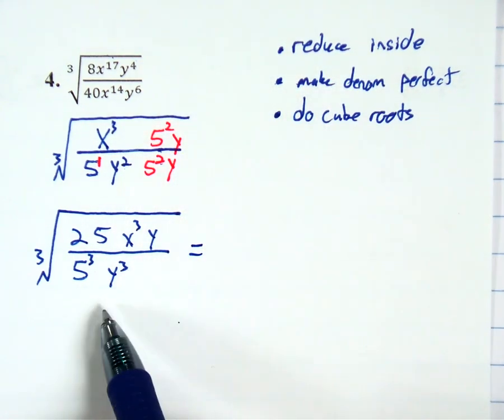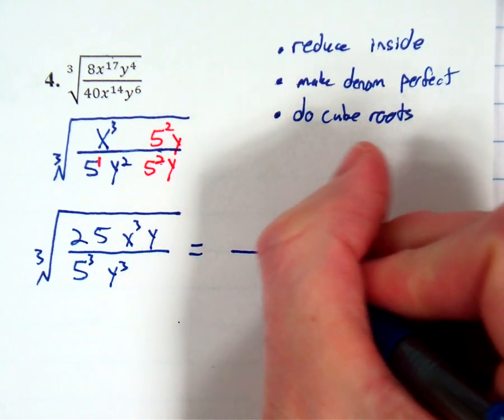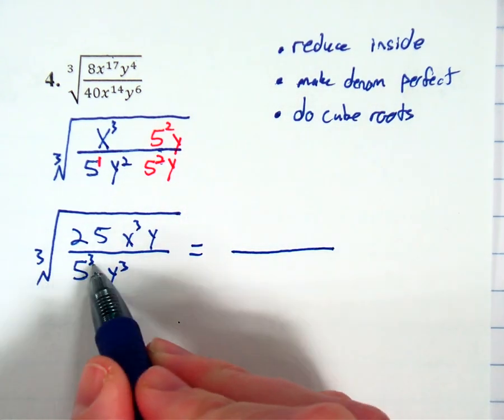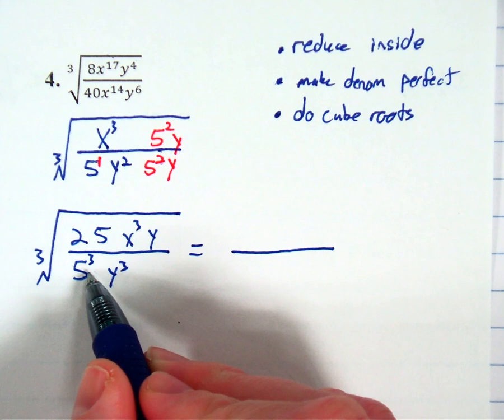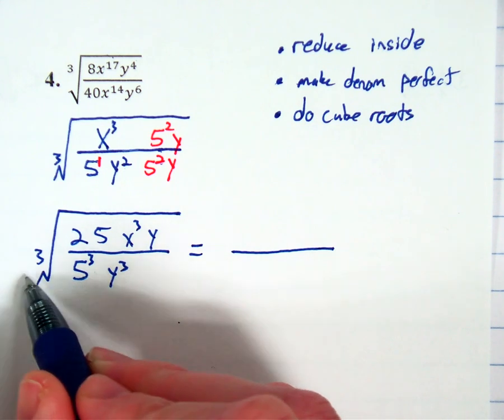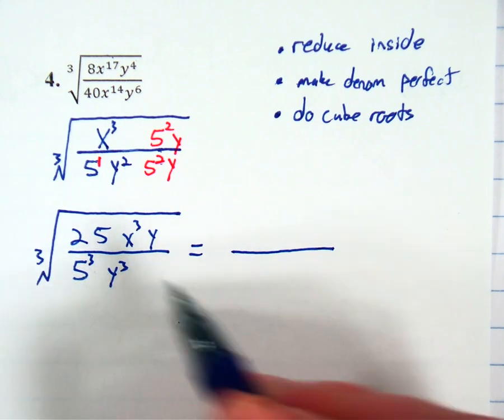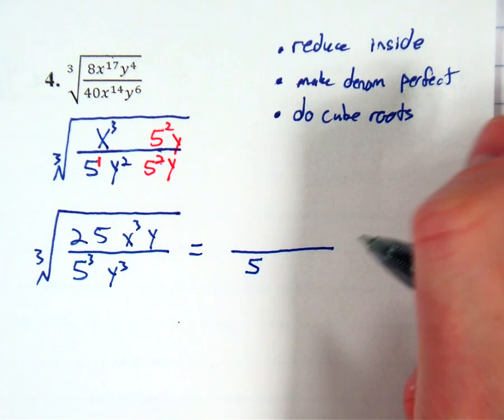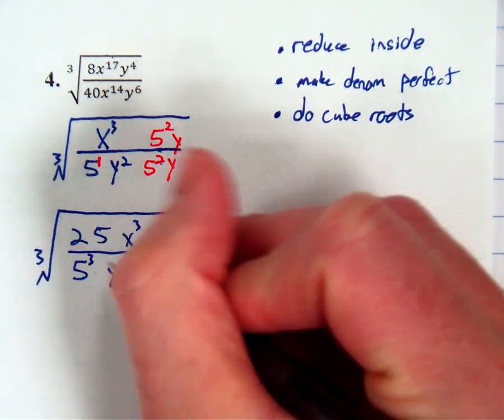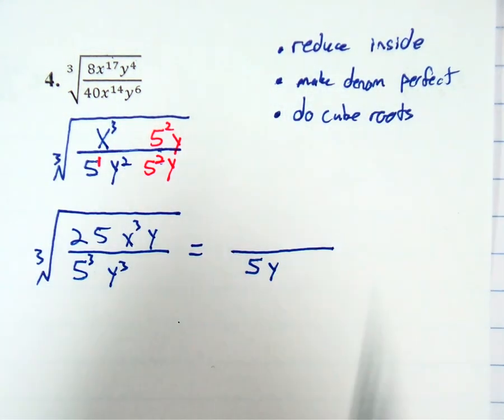Okay, we made the denominator perfect, so we should be able to do the cube roots of everything on the bottom. The cube root of 5 to the 3rd, see why I left it at 5 to the 3rd and didn't do 125. Cube root of 5 to the 3rd is just 5. Cube root of y to the 3rd is just y. Okay, no more cube root sign for the bottom.